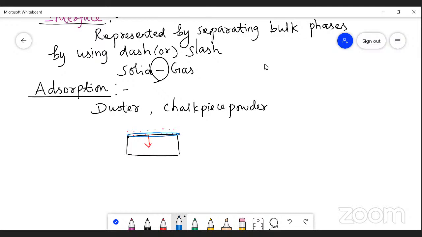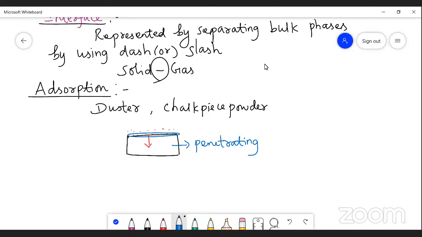So the chalk piece powder is just present over the surface of the duster, but it is not entering into the duster, into the bulk. So in the interior, it is not penetrating. It is just deposited over the surface. So this is what is called adsorption.